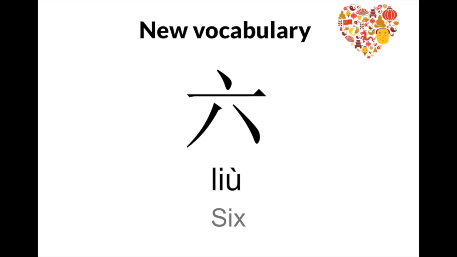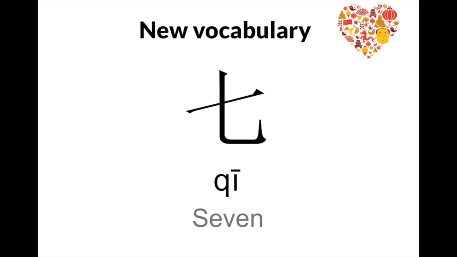Liu, fourth tone, 6. Liu. Qi, 7. Qi, first tone, meaning 7. And even though this doesn't look like a 7, I remember it because it has that same horizontal stroke that a handwritten 7 often has. So this stroke reminds me of the stroke that is on a 7. Hence, it means 7. Qi, 7.